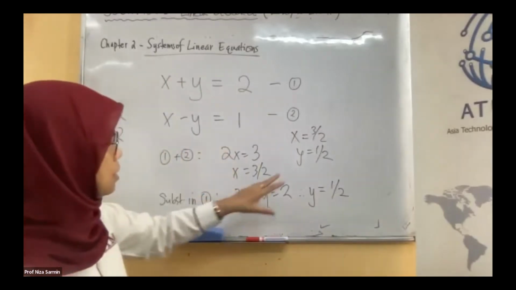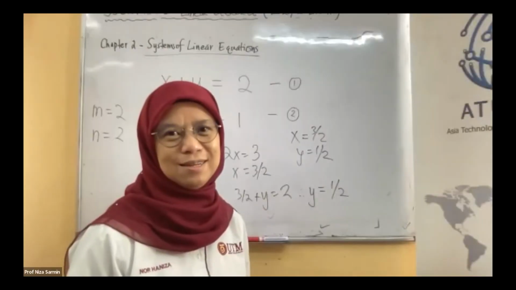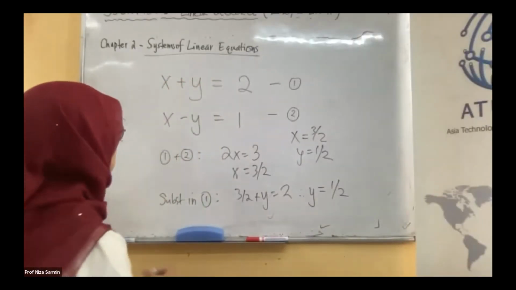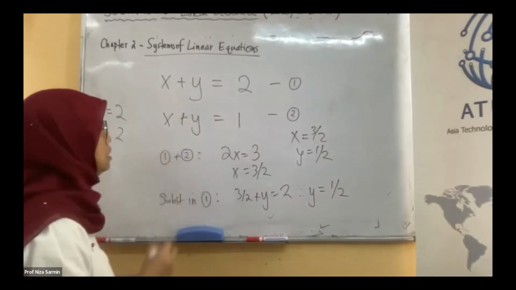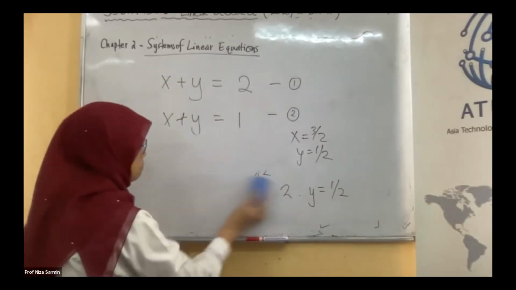Alright, so this means it's a unique solution. Just now it's infinitely many, right? Now it's a unique solution. Okay, next. What if I put this like this? What's the answer? Can you type the answer?